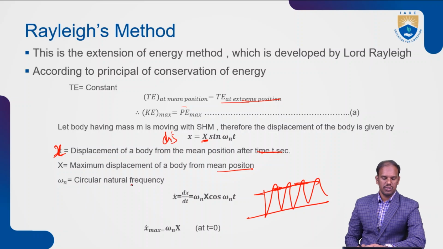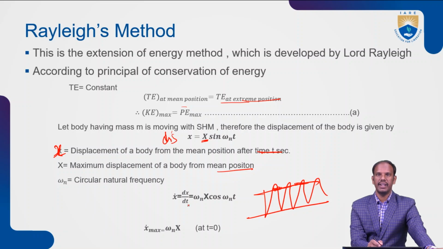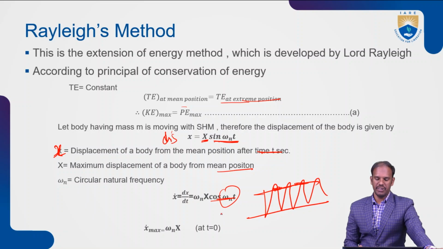When the circular natural frequency is taken as omega n, the velocity x dot equals d by dt of x sin omega n t, which equals omega n x into cos omega n t. Here x is a constant and is taken outside, omega n is taken out as one term, and the derivative of sin is cos, so cos omega n t appears.